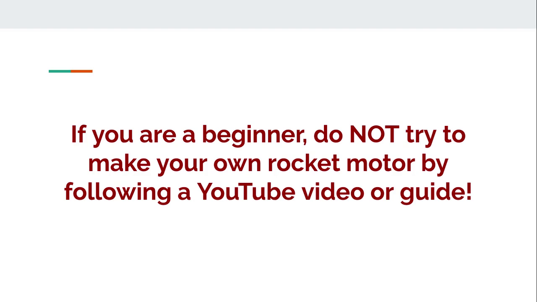So like I said, if you're a beginner, do not try to make your own rocket motor by following a YouTube video or guide. There are a lot of YouTube videos and guides online that are wrong. There are a lot of tutorials on how to make your own model rocket motor. They're called sugar rockets because they use sugar as the fuel. And they tell you to use PVC as the casing, which is super dangerous. You cannot use PVC as a rocket motor casing because if it blows up, it's going to fracture like a frag grenade. And PVC is not detectable by X-ray, so those fragments are going to be stuck in you, and it's going to be horrible.